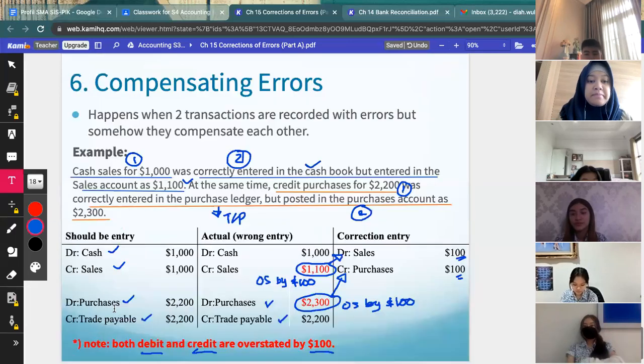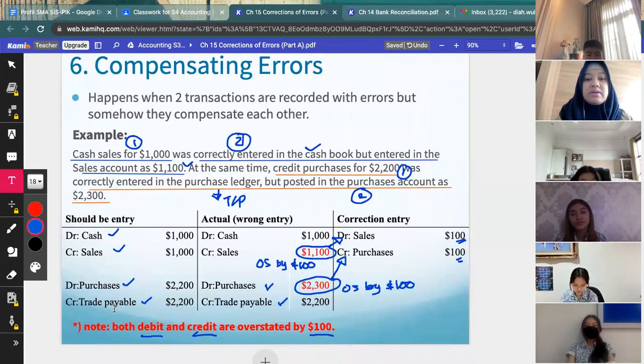No? Okay, continue, yeah? Number 6, compensating error. Now this one is hard. Pay attention. Compensating errors happen when two different transactions are recorded with errors, but somehow they compensate each other. So we are dealing with two different transactions, both of them making mistakes, both making debit and credit wrong, overstated or understated, but somehow they compensate each other. This is a one in a million chance, but it might happen.